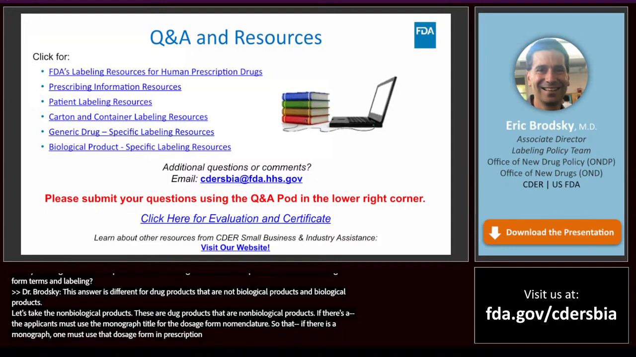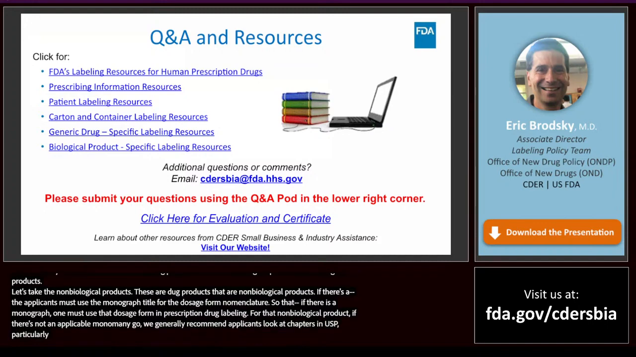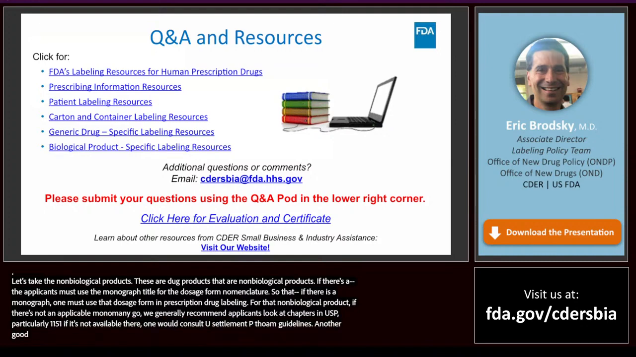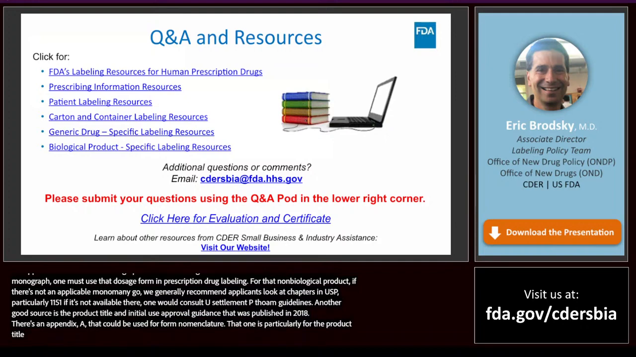So for that non-biological drug product, if there's not an applicable monograph, we generally recommend applicants look at some of the chapters in USP, particularly 1151. If it's not available there, one would consult USP nomenclature guidelines. Another good source is the product title and initial use approval guidance that was published in 2018. There's an appendix, Appendix A, and that could be used for dosage form nomenclature as well. That one is particularly for the product title, but more generally, you could use that dosage form nomenclature.